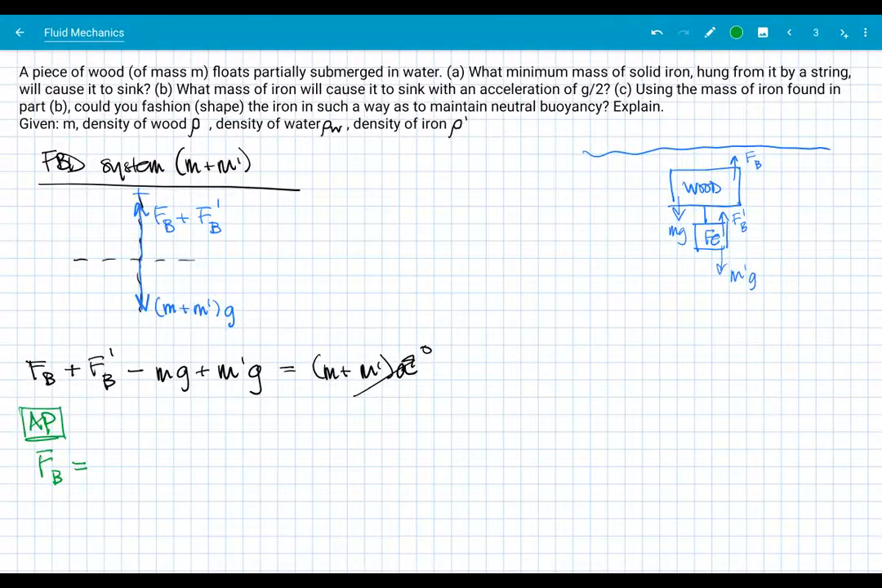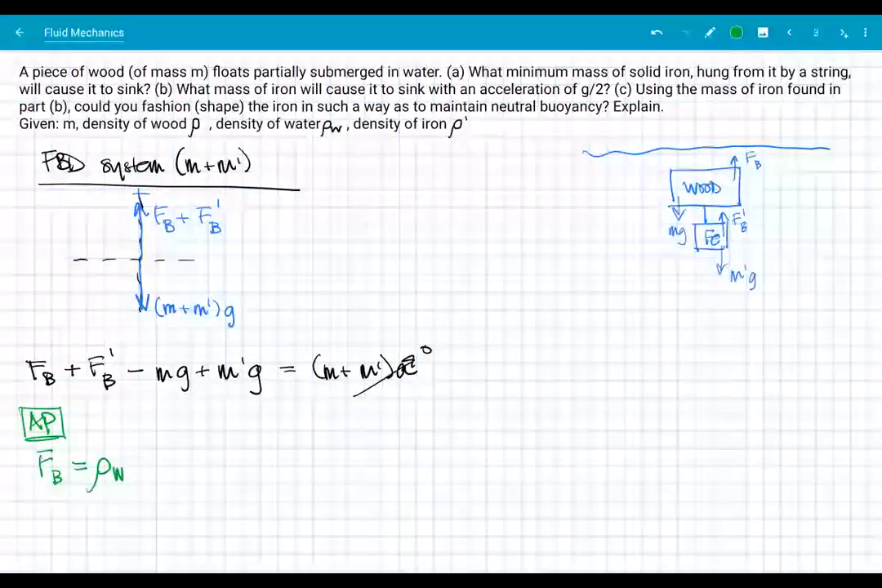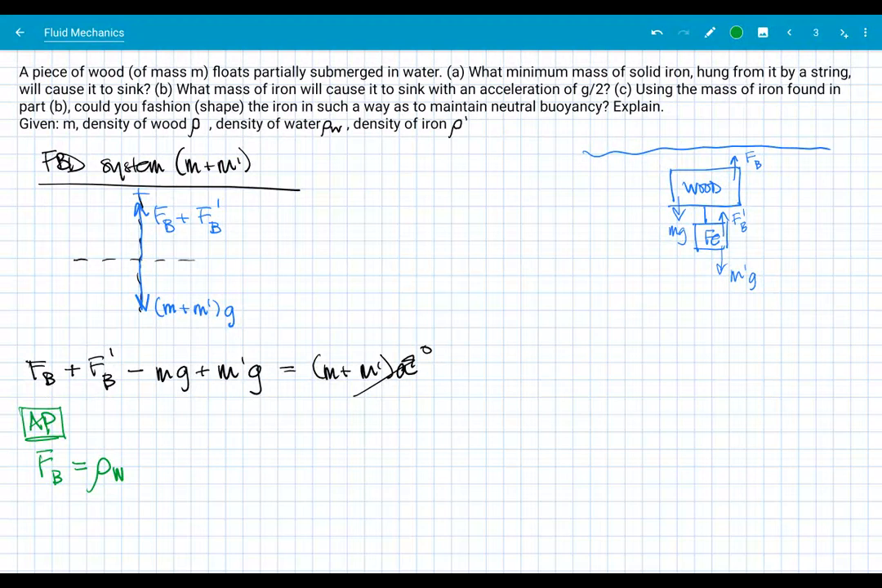Okay, so let's take this part. The Archimedes principle tells us that buoyant force is equal to the weight of the displaced fluid. Cool. So I can write that as the density of the displaced fluid, that's water, so density of the water, multiplied by the volume of the displaced fluid. All right, so for the wood, that's going to be equal to the full volume of the wood, since the wood is completely submerged. We're not given the dimensions of the wood, but we are given the mass and the density of the wood. So I know that I can represent the volume of the wood by mass divided by density.